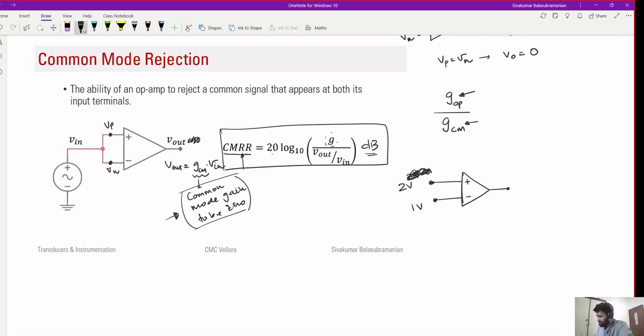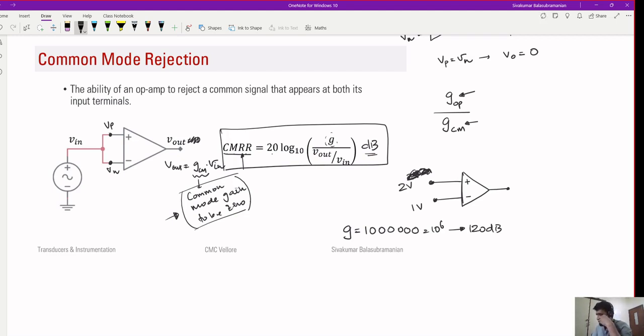Okay. And I tell you that the open loop gain of this op amp is 10 power 6. How much will that be in dB? The open loop gain of this op amp. 120. Because it's 20 into log of this number.